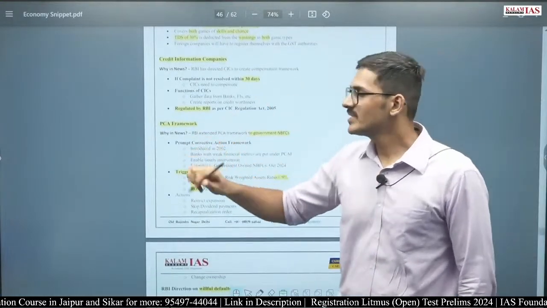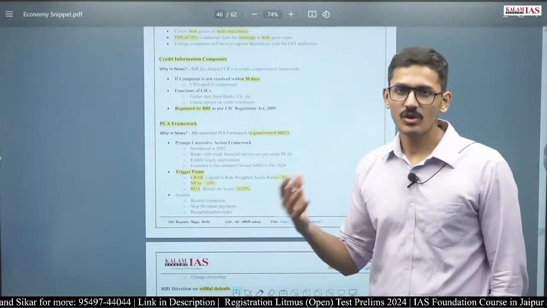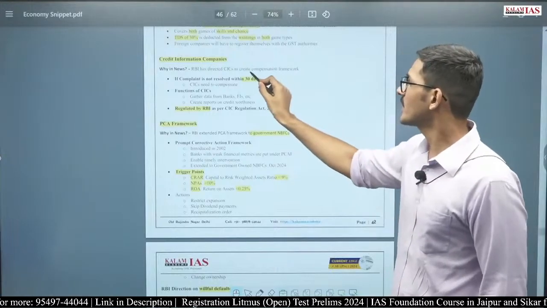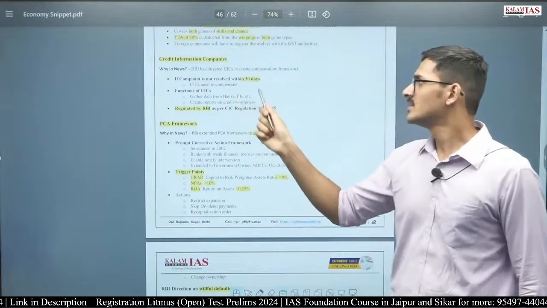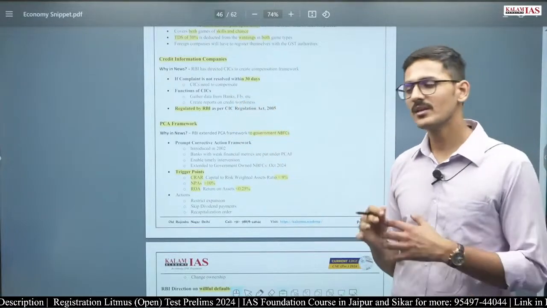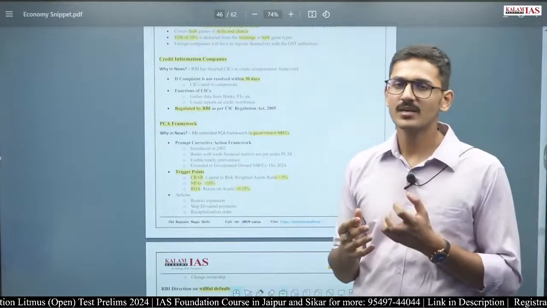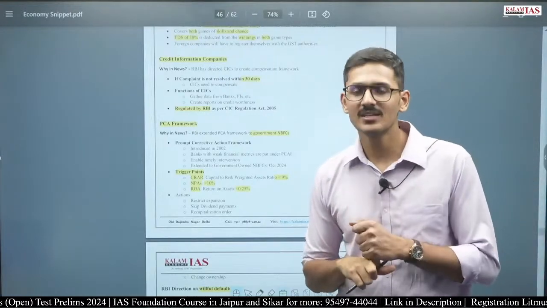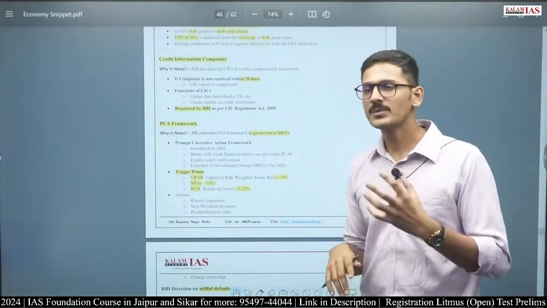Credit information companies: RBI, the regulator of credit information companies, has directed them to create a compensation framework. So if a complaint is not resolved within 30 days, CICs need to compensate. If anyone complains regarding any credit information to the credit information companies, that has to be resolved within 30 days. If it is not resolved within 30 days, then the CIC has to provide compensation to the complainant.